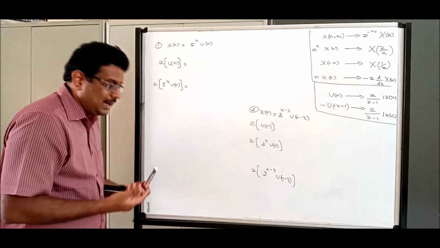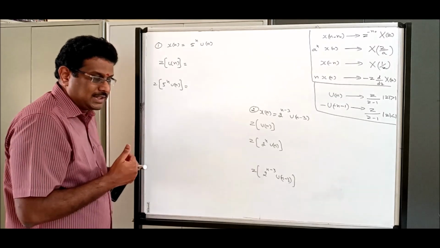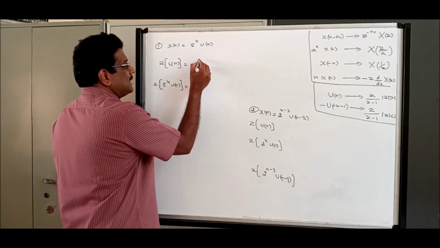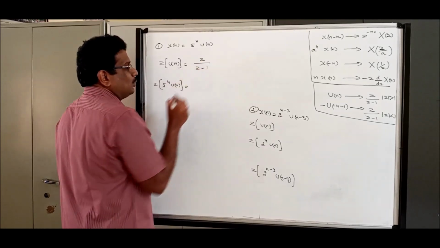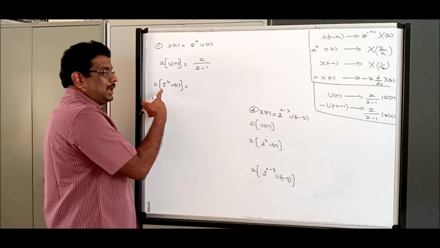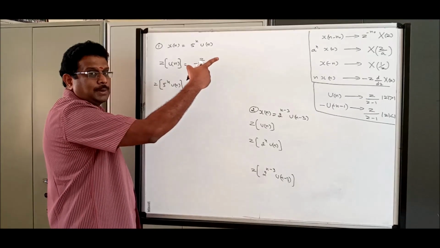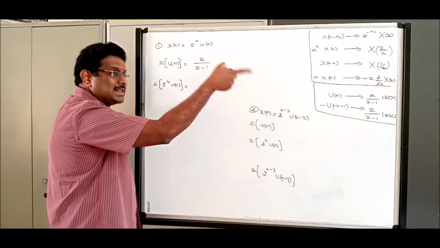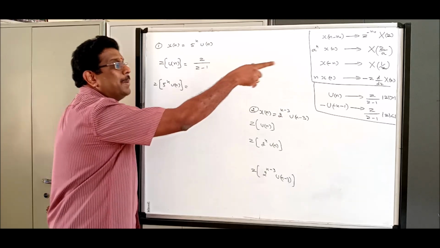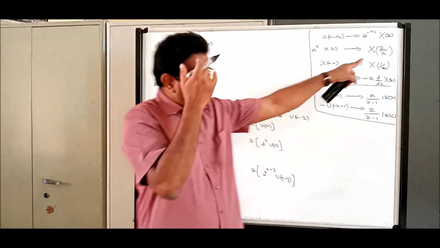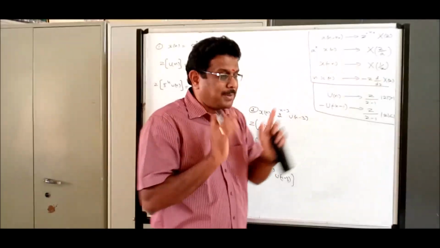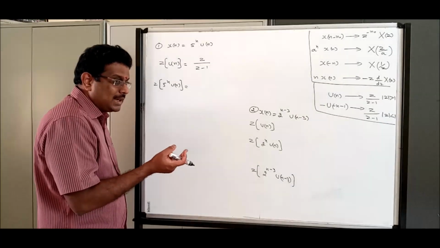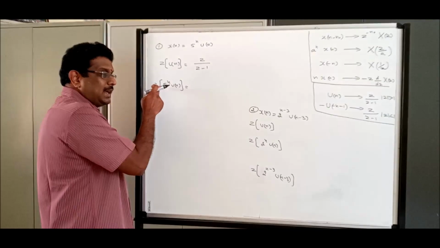Now, let us learn how to get the answer. What is the basic answer? z by z minus 1. What is the property? Multiplication by exponential. What does the result say? Wherever there is z, make it z by a. Please see the result. Don't just read z by a. Just imagine where z is. In that place make it z by a. Who is a here? 5.